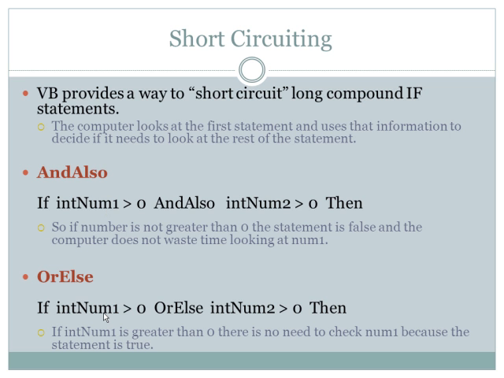With the OrElse, it does the same basic idea. Remember, with OrElse, either one can evaluate to true. So if int num1 is greater than 0, if that evaluates to true, then it doesn't need to bother with evaluating the second part because it already has one that's true, so it knows that the whole expression can be true. So this is short-circuiting, and why you would want to do it is basically to save processing time and power.